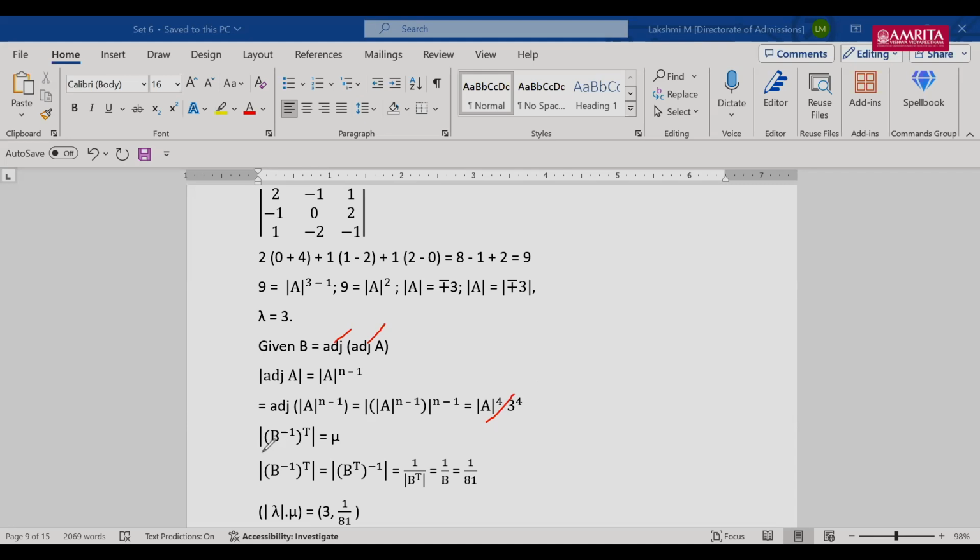But the question was asking for determinant of B inverse transpose. So what is B inverse transpose? You could write this as 1 by B, or you could write this as 1 by mode of B transpose also. As you got B as 81, 1 by B is 1 by 81. Once you know how to apply this very simple formula, the question is done. I hope this question is clear.